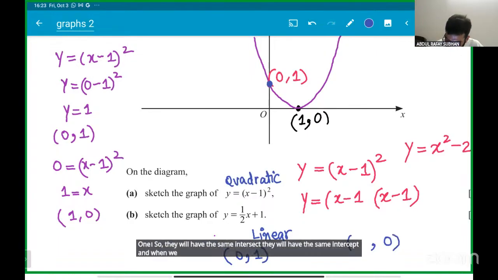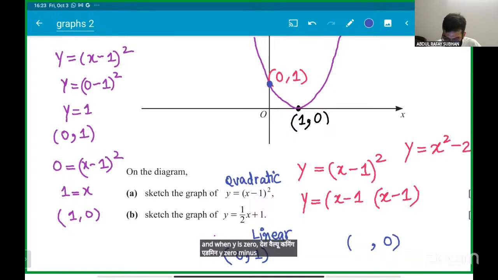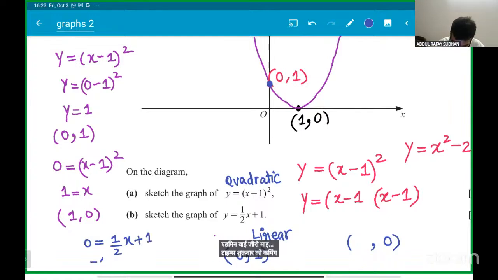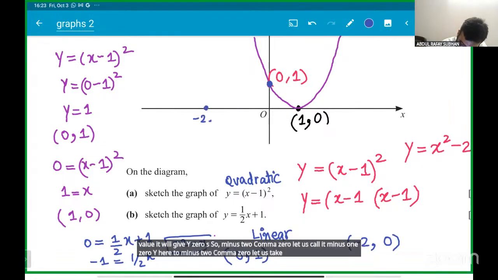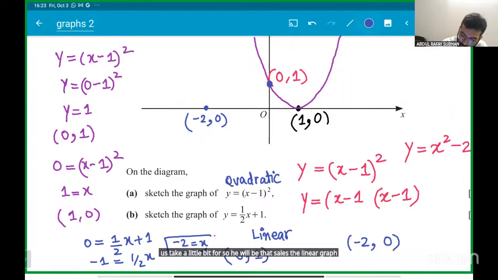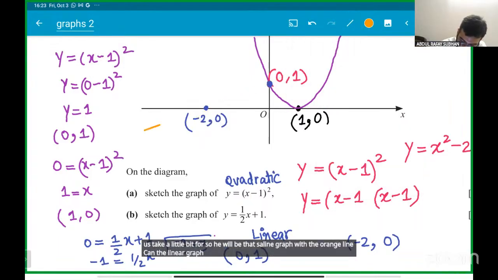And when y is 0, what is the x value coming? Minus 1 equals half x, so x is minus 2. When I substitute minus 2 as the x value, it will give y as 0. So minus 2 comma 0. I took 1 comma 0 here, so for minus 2 comma 0, let's take it a little bit far. So here we go, that's the linear graph with the orange line. The linear graph will look like this.